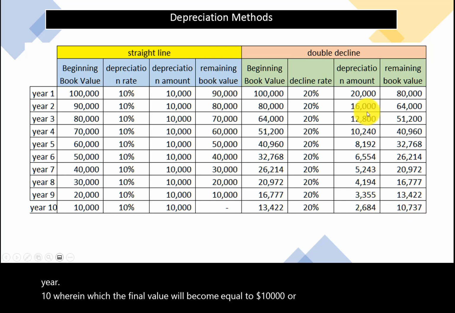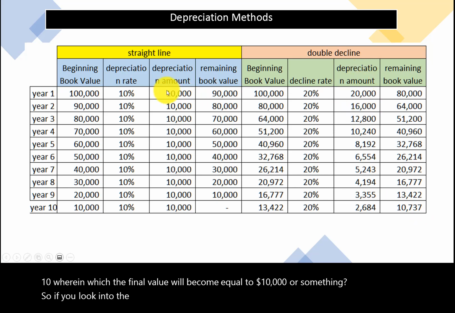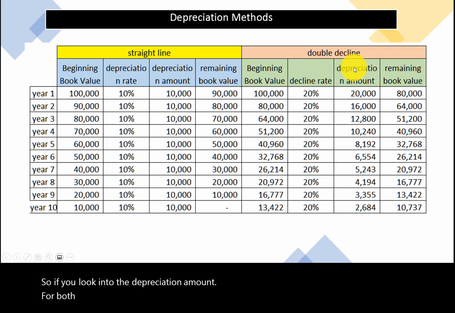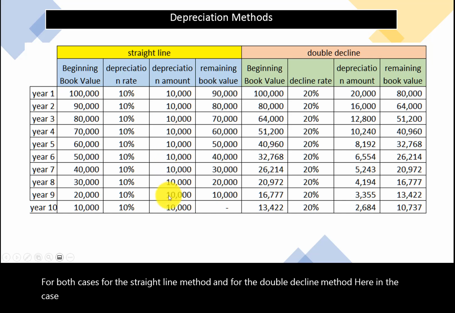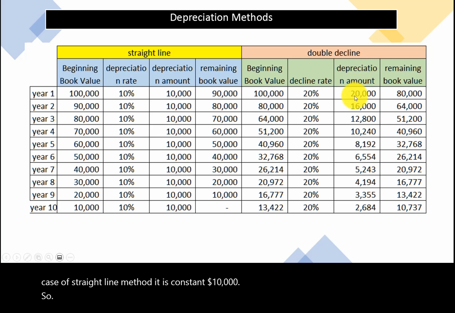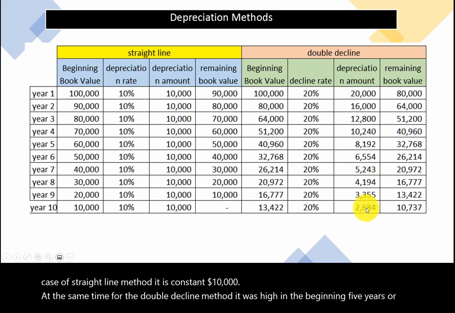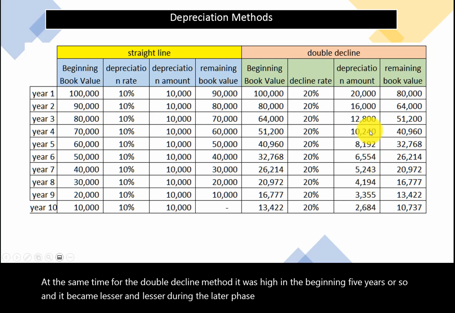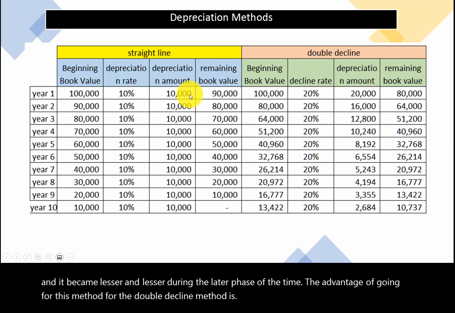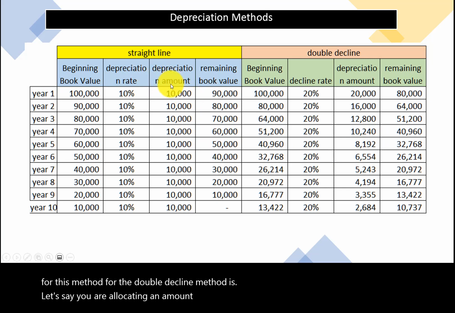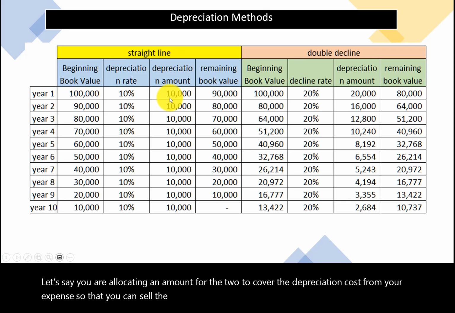If you look into the depreciation amount for both cases, in the case of the straight line method, it is a constant $10,000. At the same time, for the double declining method, it was high in the beginning 5 years or so, and it became lesser and lesser during the later phase of time. The advantage of going for the double declining method is that, let's say you are allocating an amount to cover the depreciation cost from your expense, so that you can sell the product and get that amount covered.